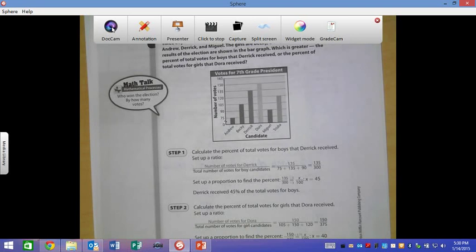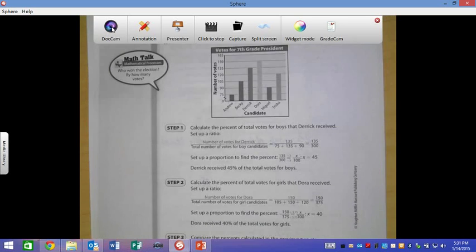So, for example 1, it says, 3 boys and 3 girls ran for 7th grade class president. The boys are Andrew, Derek, and Miguel. The girls are Becky, Dora, and Tricia. The results of the election are shown in the bar graph. Which is greater, the percent of total votes for boys that Derek received or the percent of total votes for girls that Dora received? So, if you read through the steps, they show you exactly what to do in order to solve a problem like this.